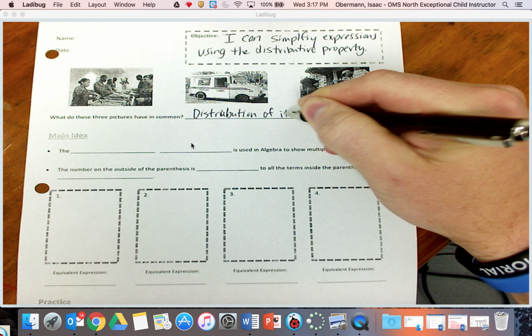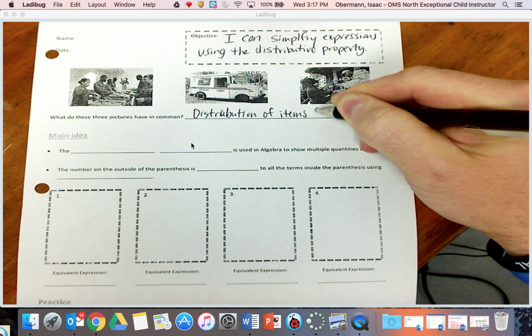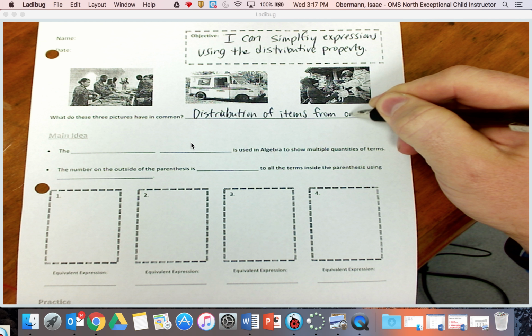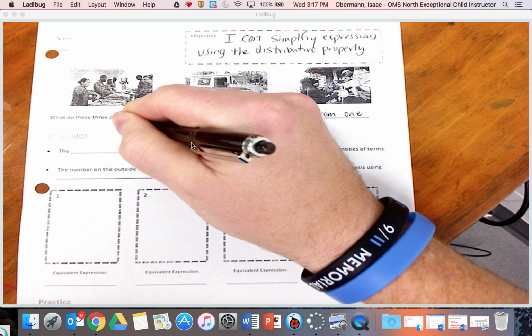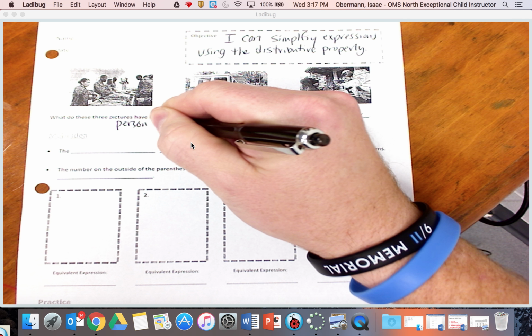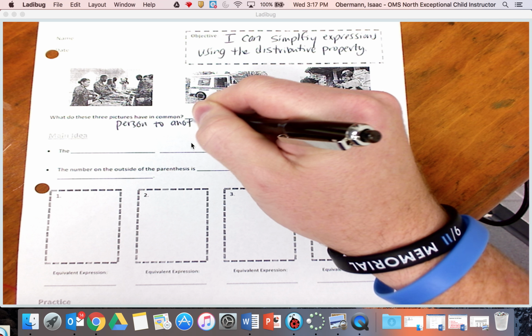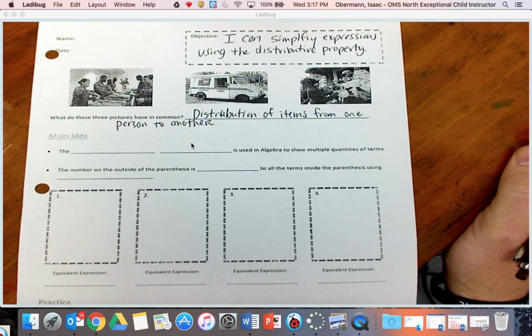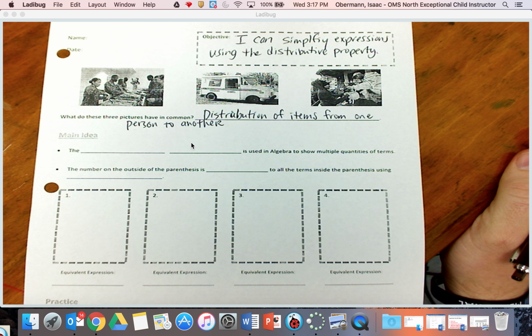of items from one person to another. So they're showing the distribution of items from one person to another. And that's basically how the distributive property works. You're going to take a number that's outside of a parentheses, and you're going to distribute it to every number that's inside, and it's going to be through multiplication.